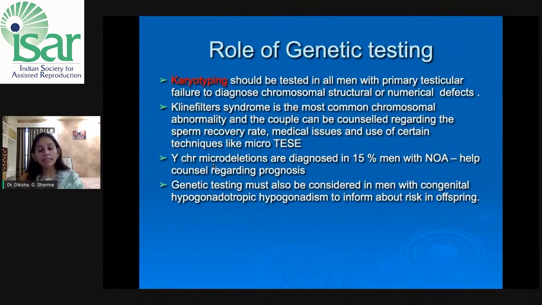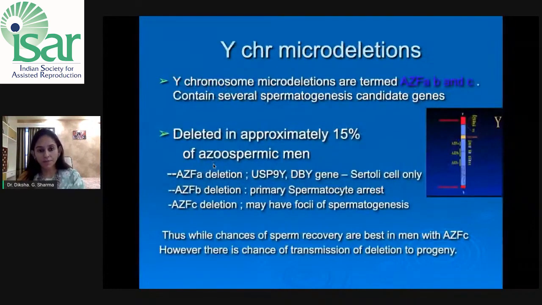The next genetic test is that of Y chromosomal microdeletion. These are diagnosed in 15% of men, and we will discuss how we should counsel after this diagnosis. Genetic testing should also be considered in men with congenital hypogonadotrophic hypogonadism, as there can be some risk of passing it on to the offspring.